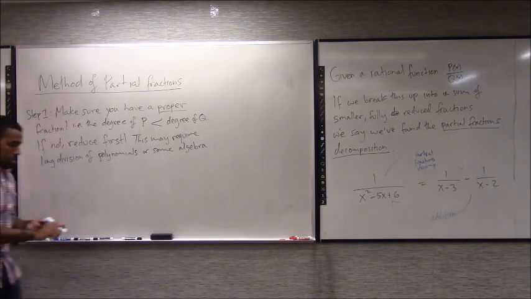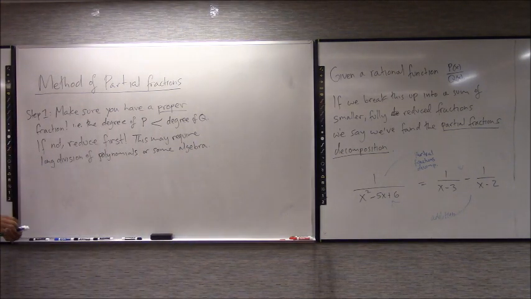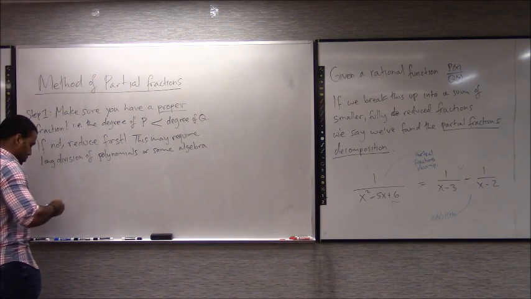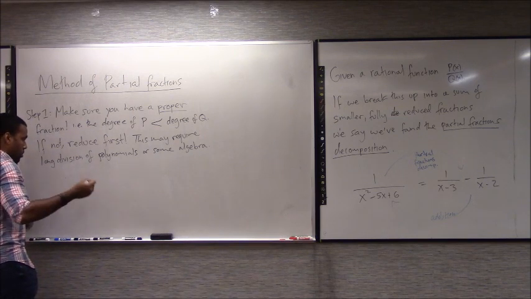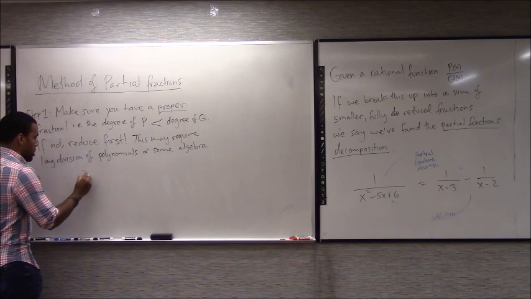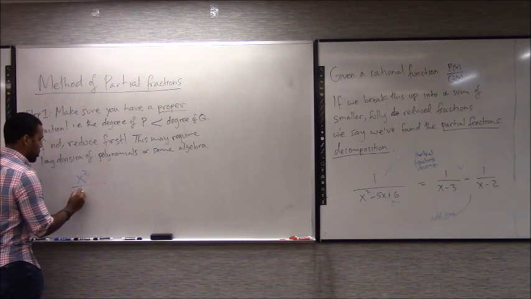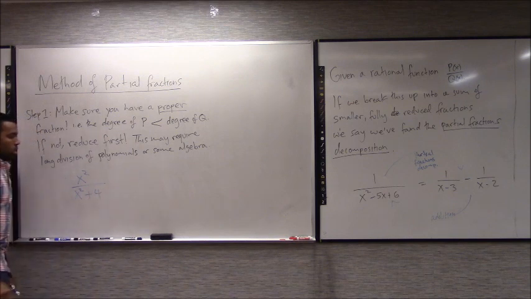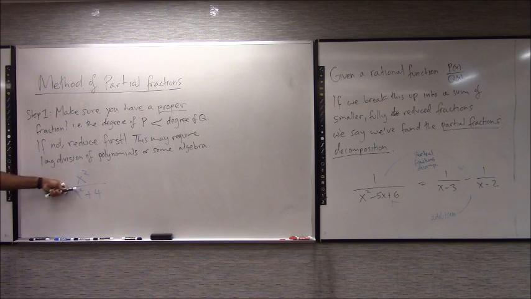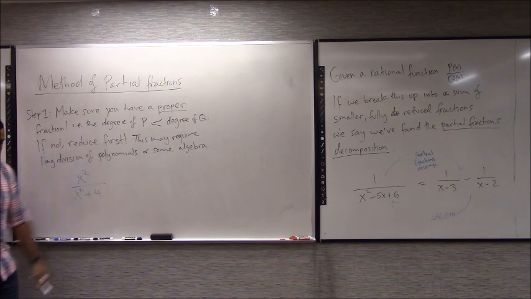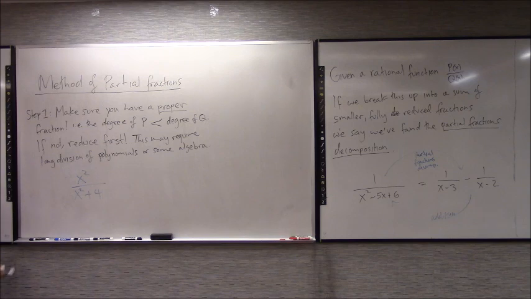So, examples of that situation, let's say you have something like x squared divided by x squared plus 4. Now that fraction is not proper because the degree of the top is 2, the degree of the bottom is 2. It is not the case that the degree of the top is less than the degree of the bottom. So rather than worrying about breaking that up into little nice fractions, you'd probably want to simplify first.